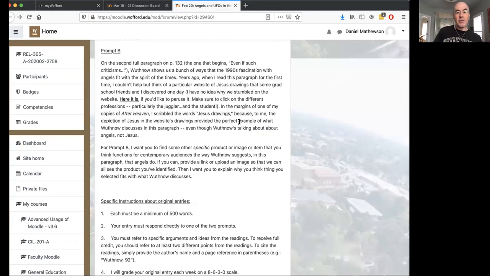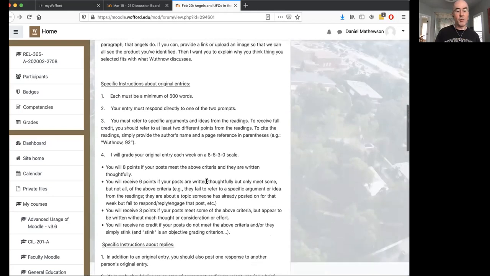In the margins of one of my copies of After Heaven, the book by Wuthnow, I scribbled the words Jesus drawings, because to me the depiction of Jesus in the website's drawings provided the perfect example of what Wuthnow discusses in this paragraph, even though Wuthnow is talking about angels, not Jesus. For prompt B, I want you to find some other specific product or image or item that you think functions for contemporary audiences the way Wuthnow suggests angels do in this paragraph. If you can, provide a link or upload an image so that we can all see the product you've identified. Then I want you to explain why you think the thing you selected fits with what Wuthnow discusses.